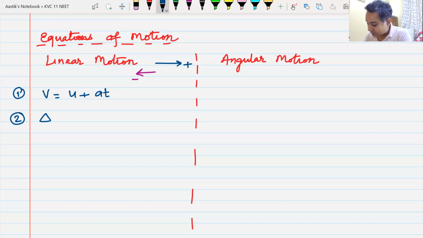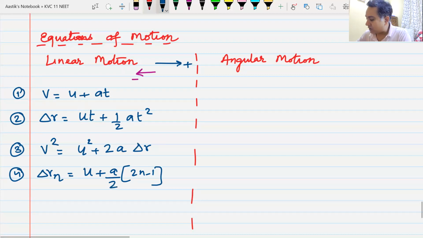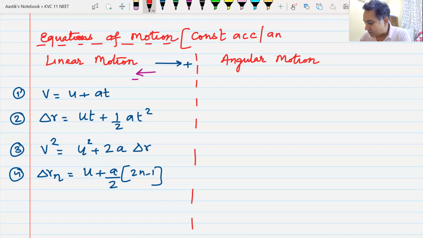The second equation is displacement delta r equals ut plus half at square. The third equation was v square equals u square plus 2 times a into delta r. The fourth equation was displacement in the nth second equals u plus a by 2 times (2n minus 1). Remember, all these equations were for constant acceleration or constant angular acceleration, because we have now got two sets of equations.